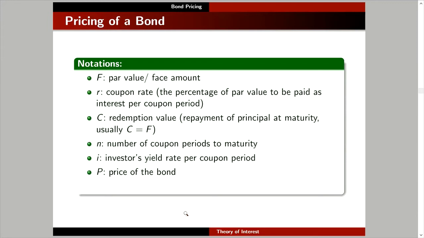Ano ba yung price of the bond? Ito yung amount of money na ipapahiram ni investor. Ito yung amount of money para mabili mo yung bond. So, buy, you are the investor, you lend money.